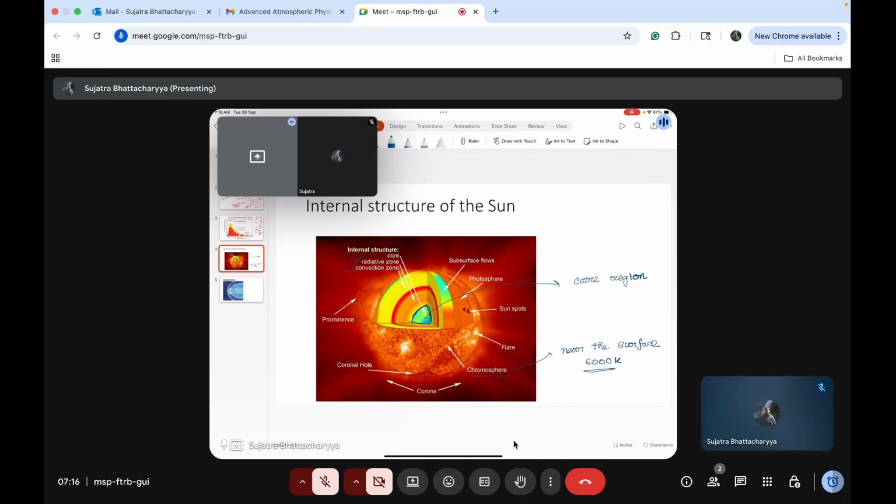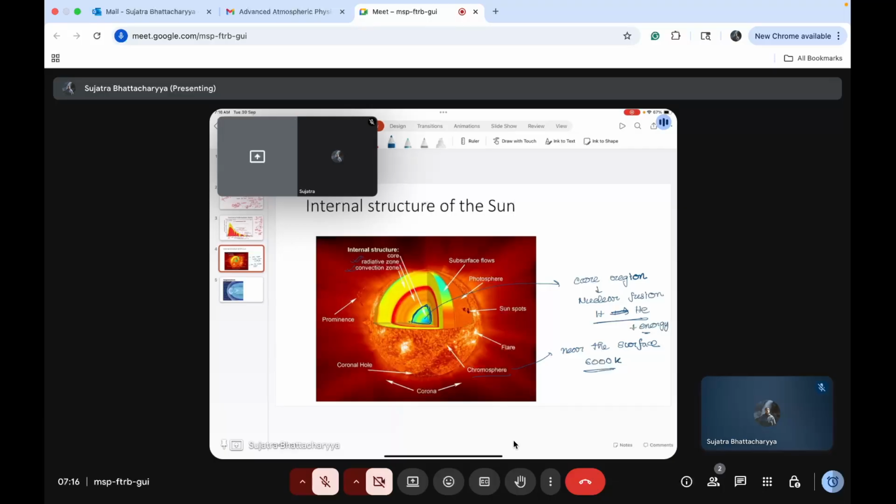In the core region, generally you see nuclear fusion processes taking place, that is, hydrogen converting into helium. Okay, this process is constantly taking place, and a huge amount of energy is released.